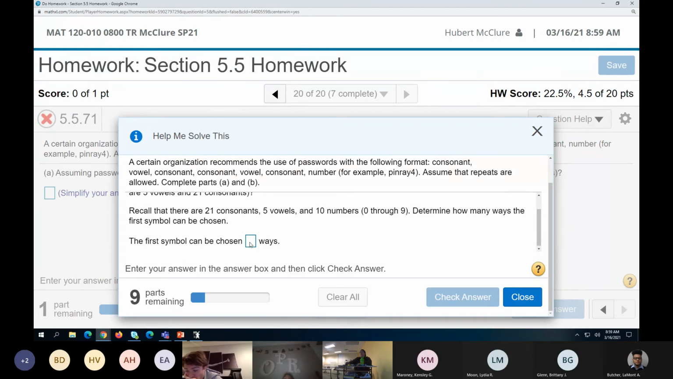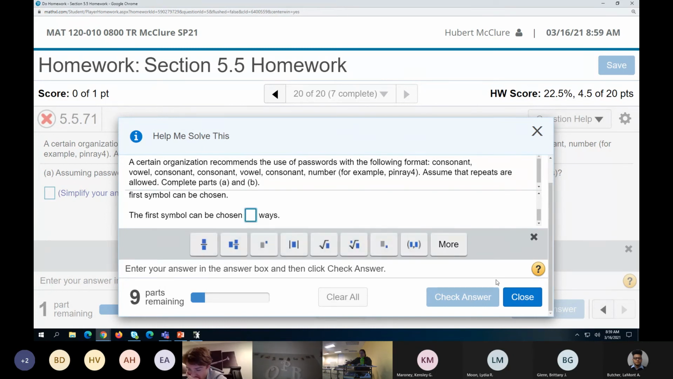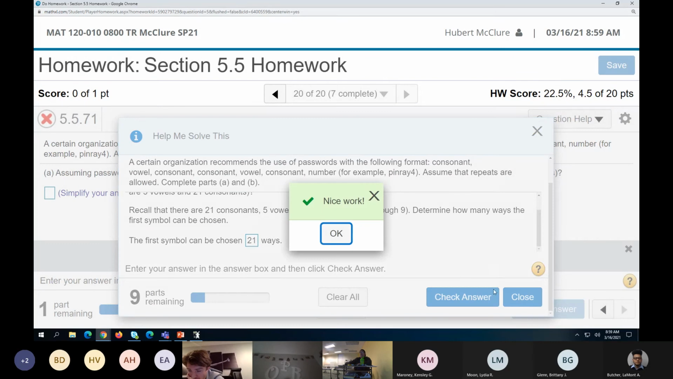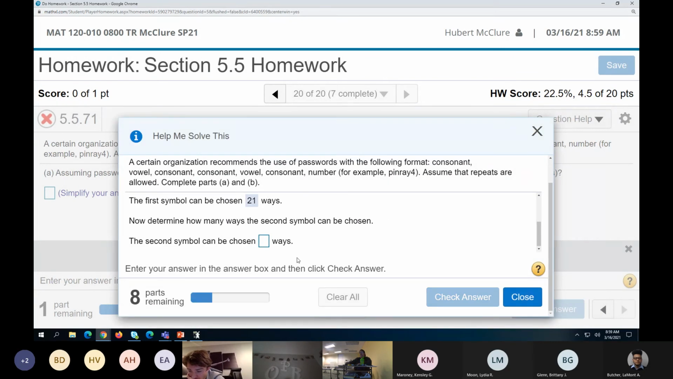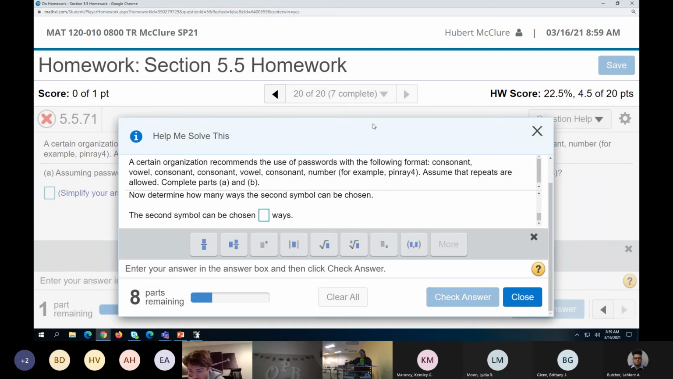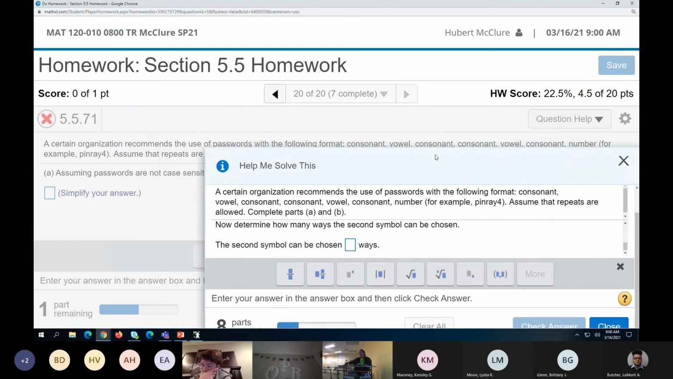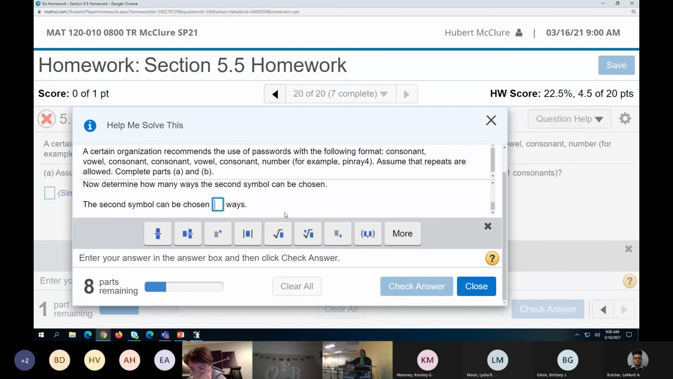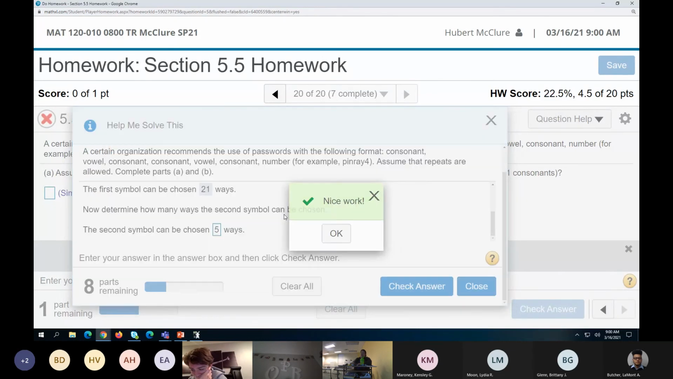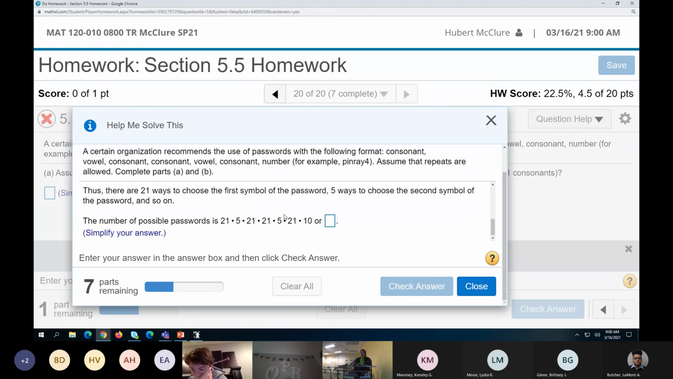The first symbol can be chosen 21 different ways. Oh my gosh, are they going to go through each one? Yep. That's what I just said when I went through and said 21, 5, 21, 21, 5. So they're asking each one. 5, 21. Okay, there it is. And that's what we're going to do: 21 times 5 times 21 times 21 times 5 times 21 times 10. And 10, of course, comes from 0 through 9.